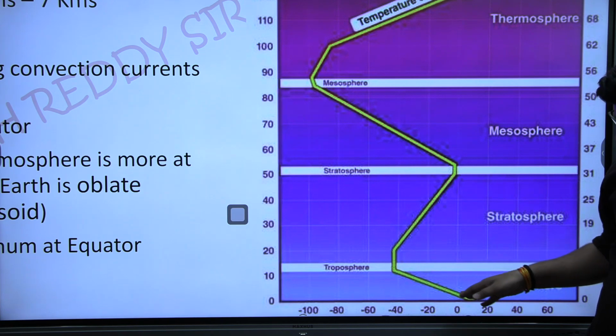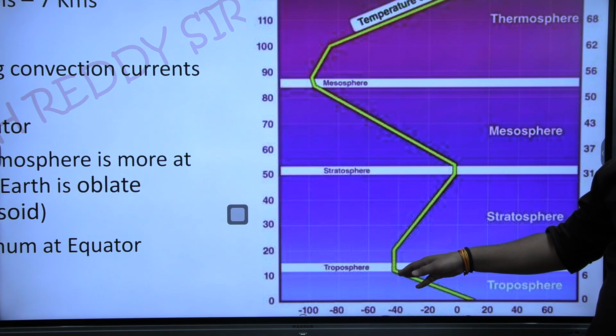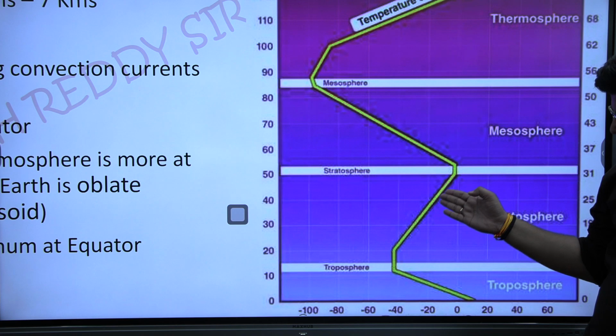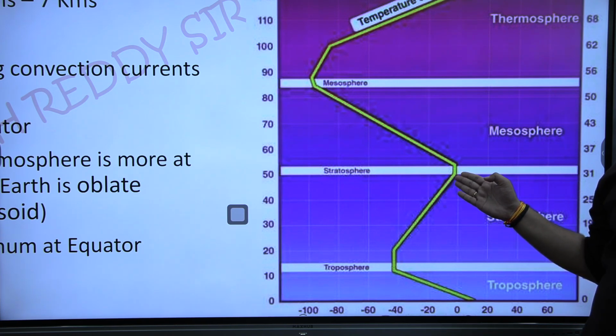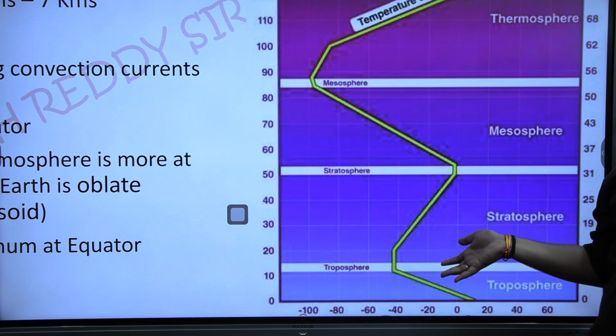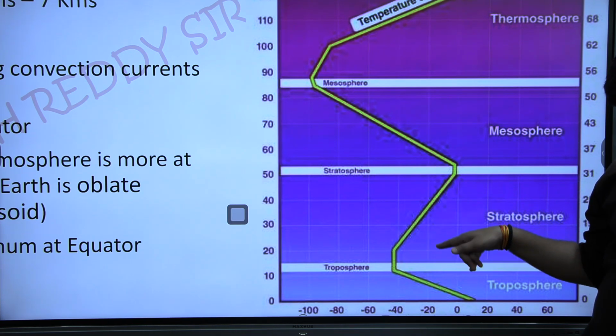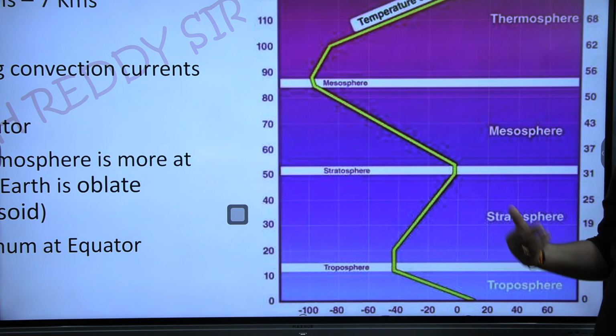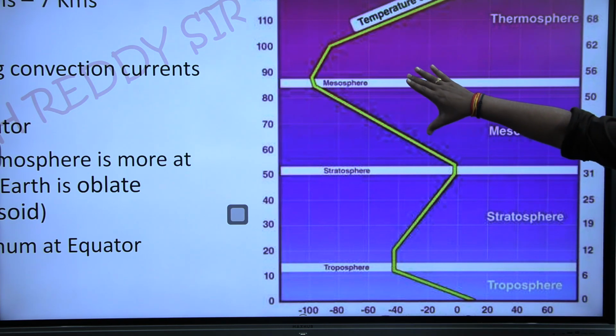So in the troposphere the temperature goes down to almost -80, -60, and in the stratosphere once again the temperatures come near to 0. Increase, right? -80 to 0 is increasing. Why does it increase? Because of the presence of the ozone layer. Okay. The next layer is around 50 to 80 kilometers.